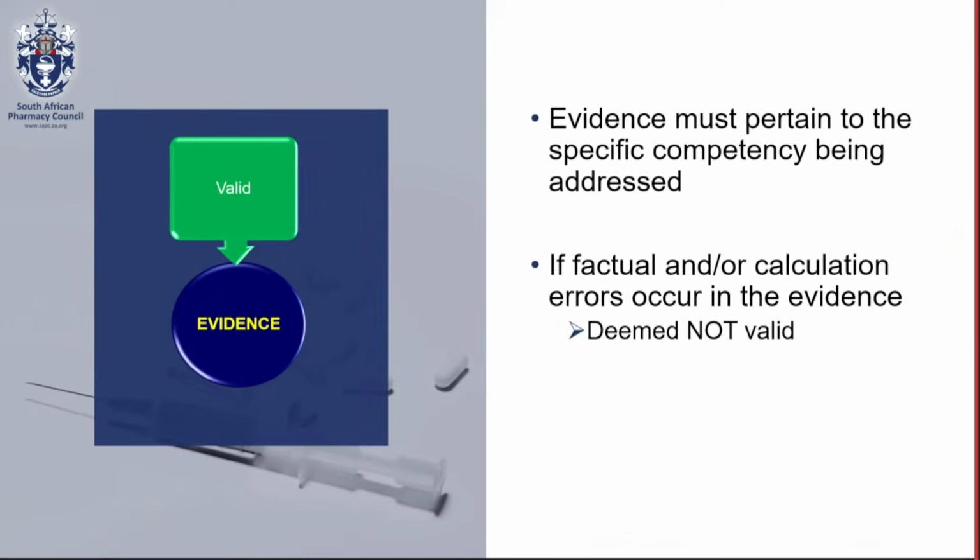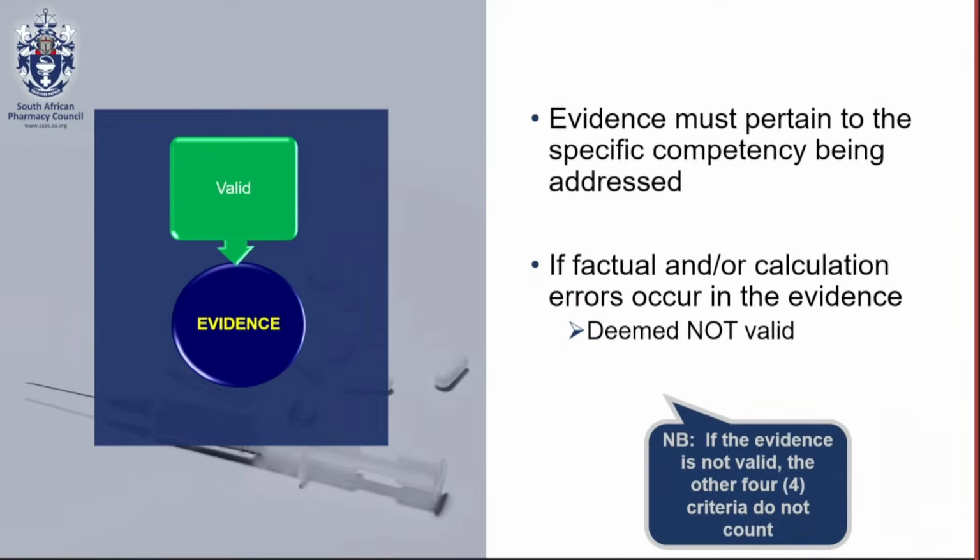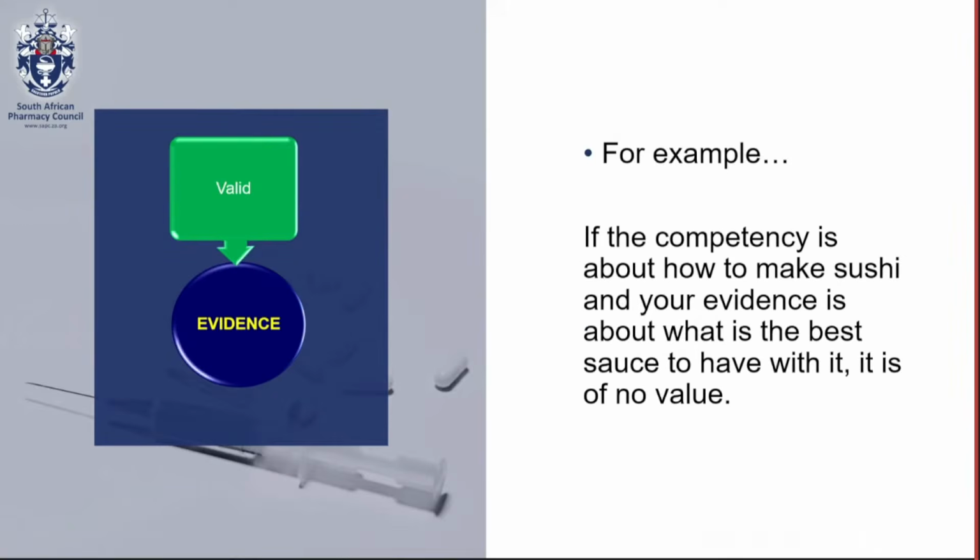It must be valid. So evidence must pertain to that specific competency. You can't submit, for example, a prescription on compounding and what compounding is about for an ethical and legal practice competency. It has to relate to that particular competency. If factual or calculation errors occur in the evidence, and confidentiality as well, we see it as not yet competent. If the evidence is not valid, the other criteria of sufficiency and currency do not apply. So the intern immediately will fail the competency.